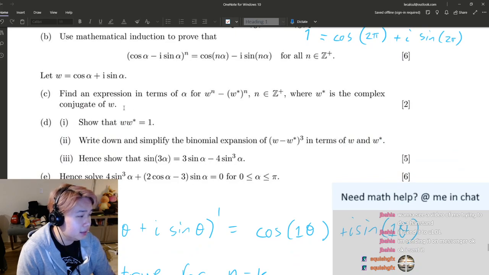Okay, and then now we let w be this complex number.